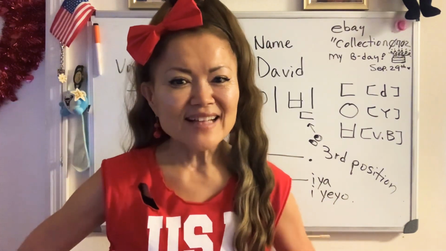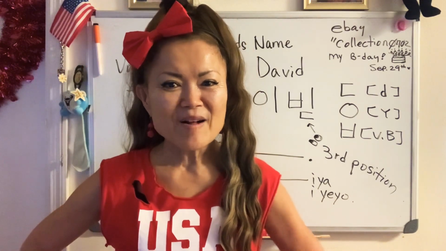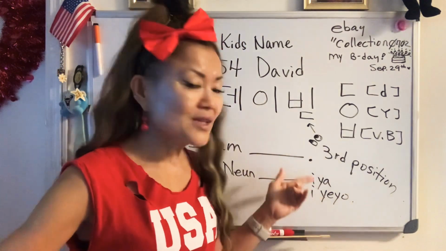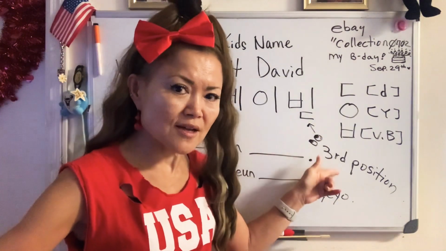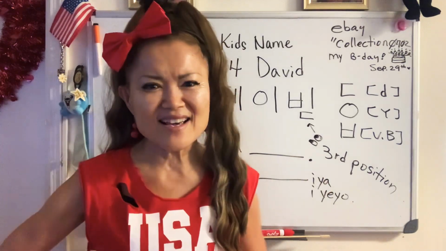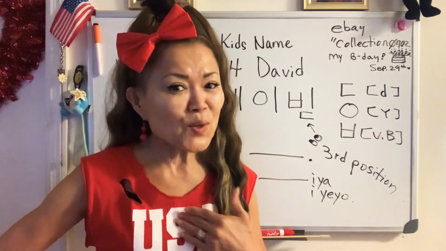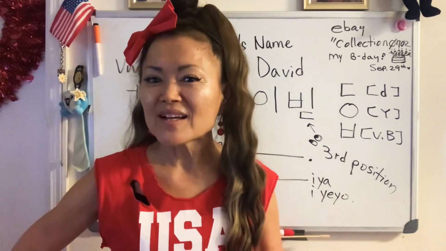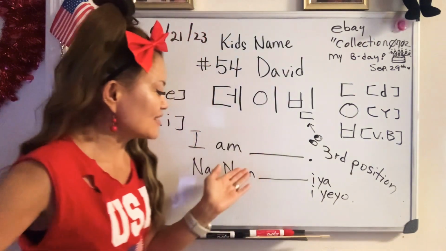Landon says 나는 랜던이야. Ty says 나는 타이야. Okay, so you can hear sometimes 이야 or sometimes 야. When you see the third position, it's going to be 이야. Why? It is what it is. Okay, so just to practice. Sunny, I don't have a third position, so 나는 소니야. 나는 샤이니야. Okay, all right, let's practice.